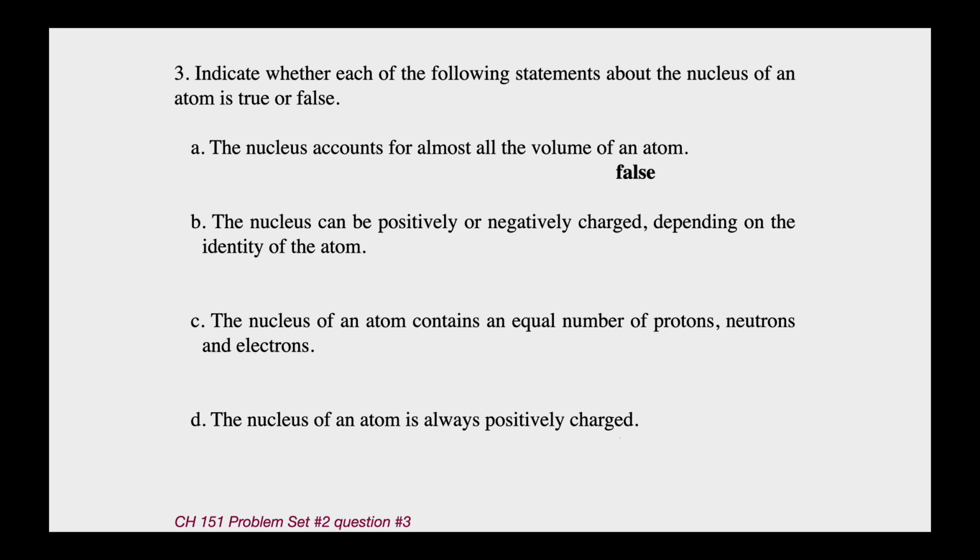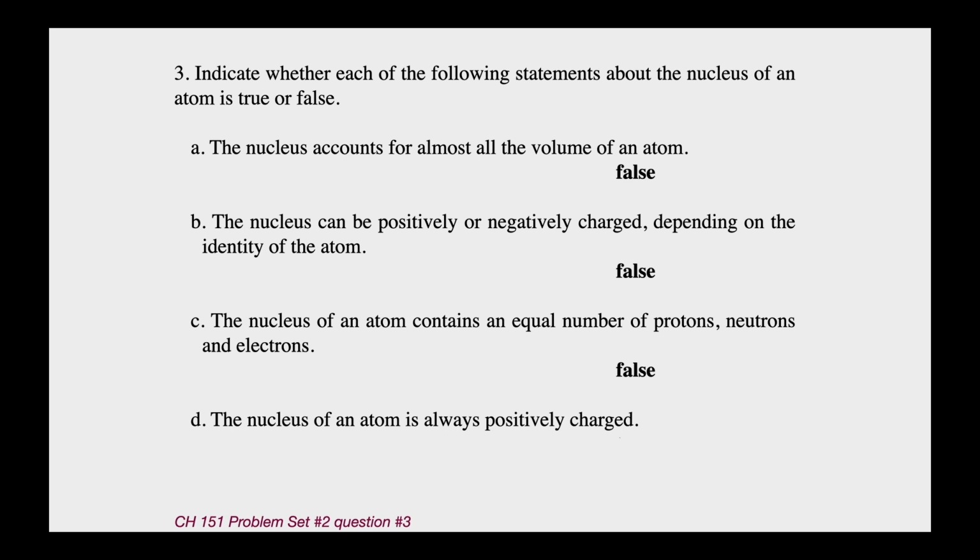B, the nucleus can be positively or negatively charged. Let's stop right there. We saw that electrons circle, quote unquote, around the nucleus, and electrons are negative. So the nucleus can only be positively charged. That's false, all right? Nucleus is always a positive space to be in. C, the nucleus of an atom contains an equal number of protons, neutrons, and electrons. That's false, all right?